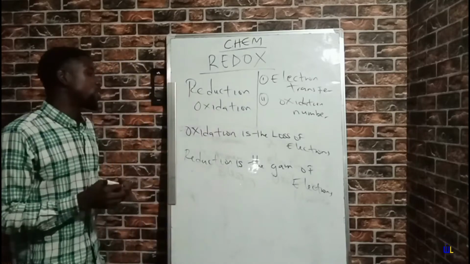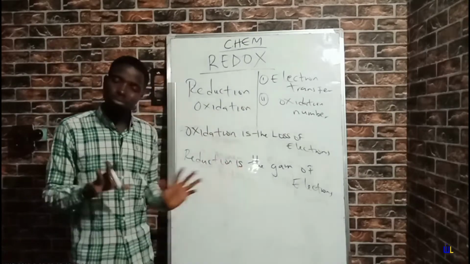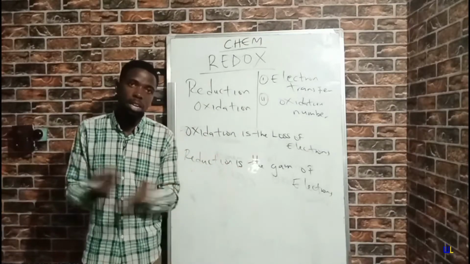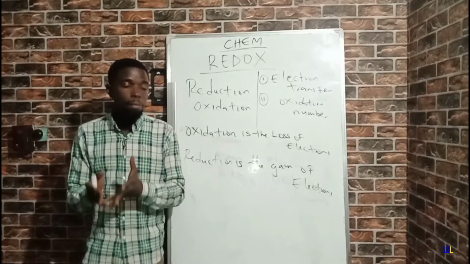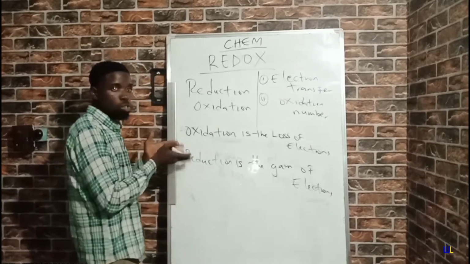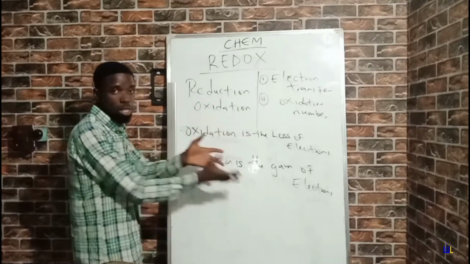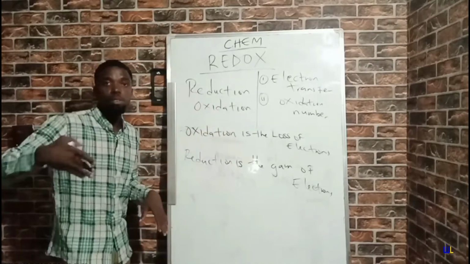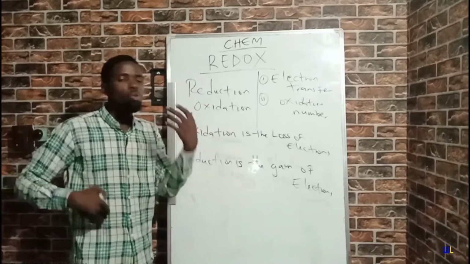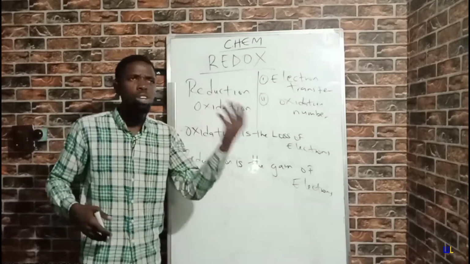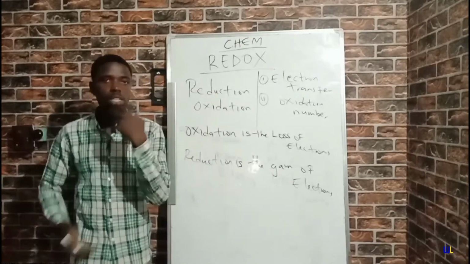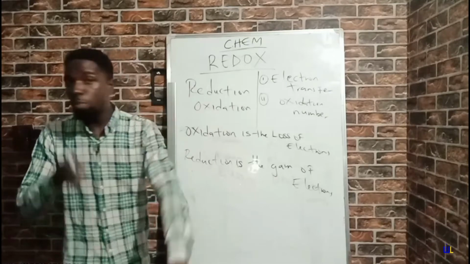So you could look at the term reduction and be like, reduction, gain. More like a paradox. But just have this in mind: if oxidation is the loss, that means reduction is the gain. Try to put it in your head. One of the ways to put it in your head is repeating it over and over. Oxidation is the loss, reduction is the gain. Once you do this, repetition births retention.